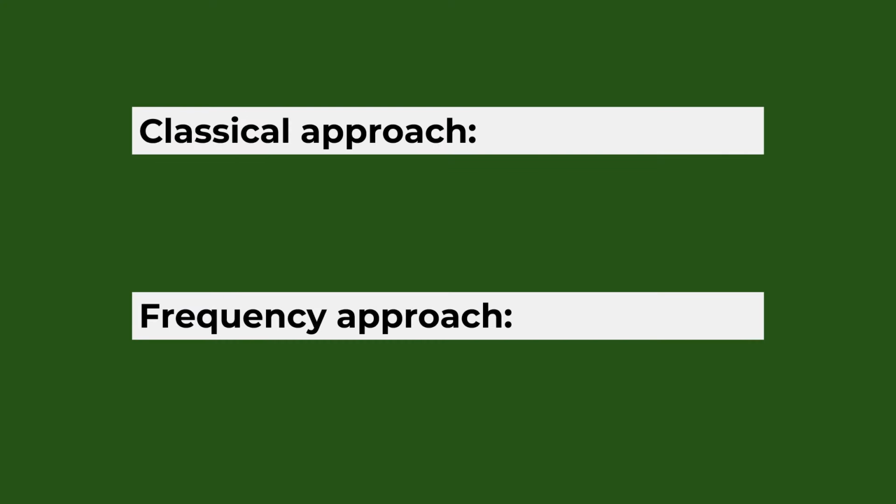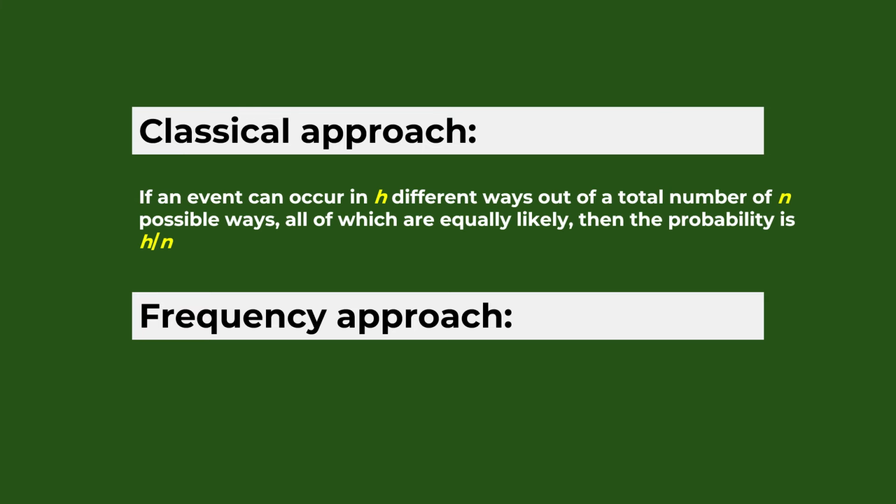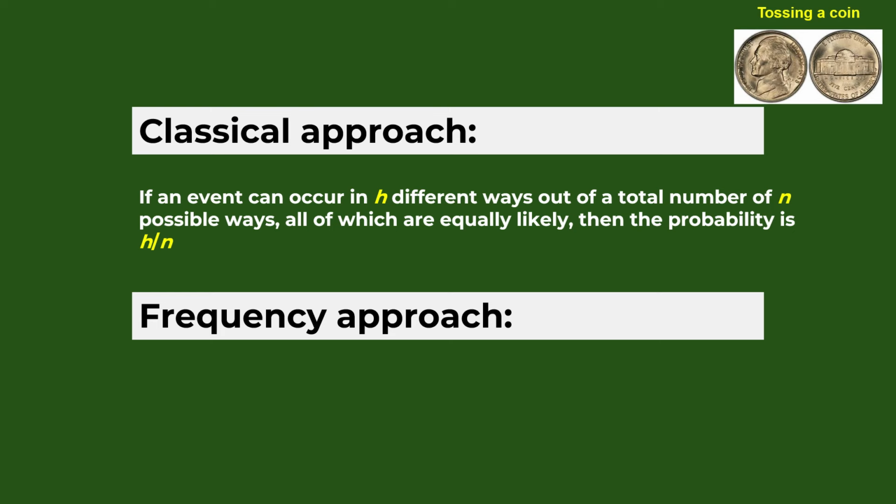There are two important procedures by means of which we can estimate the probability of an event. In the classical approach, if an event can occur in h different ways out of a total number of n possible ways, all of which are equally likely, then the probability is h divided by n. In the coin toss example, suppose that we want to know the probability that a heads will turn up. Since there are only two likely ways a coin can come up, and heads is one of those two possibilities, we can reason the probability that heads will turn up is 1 by 2.